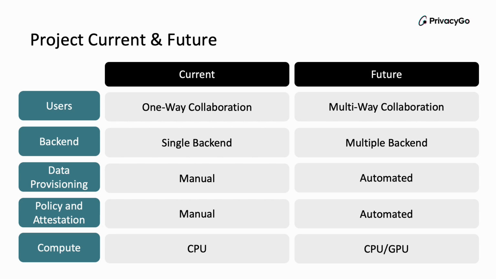Then let's see the current project status and the future roadmap. Currently, we only support one-way collaborations, and a single backend is supported in our platform, and the computation is with CPU. In future, we will consider supporting multi-way collaborations and bringing in multiple backends, as well as CPU and GPU computation. And we will also automate data provisioning and the policy and attestation process.